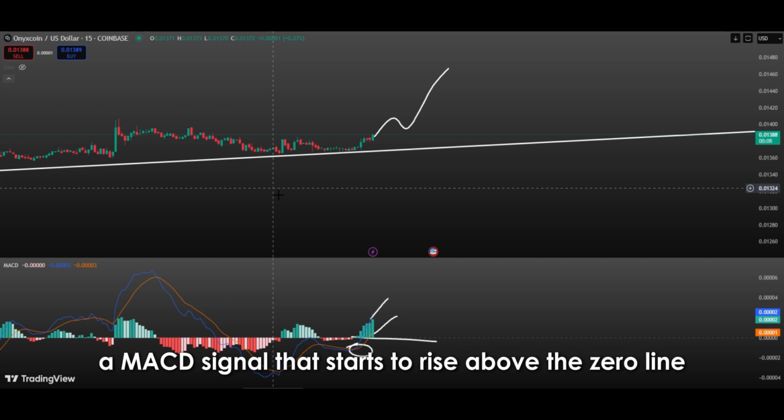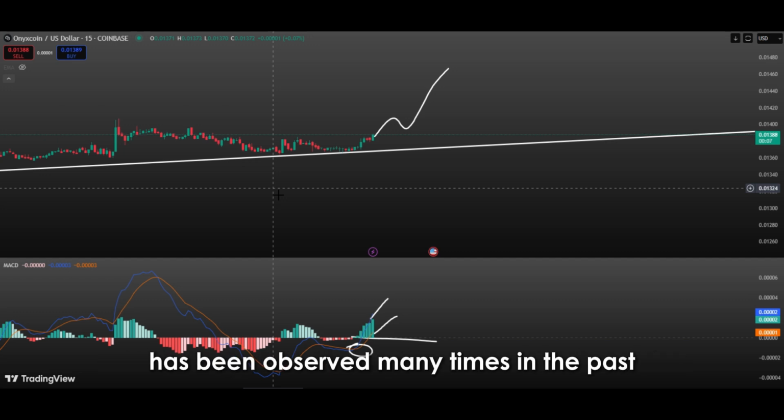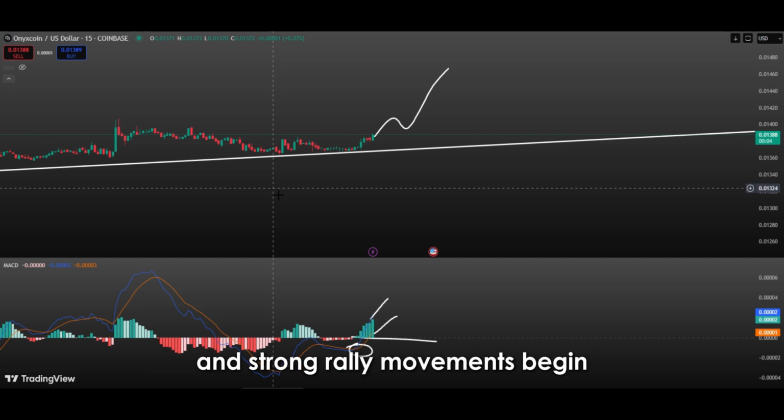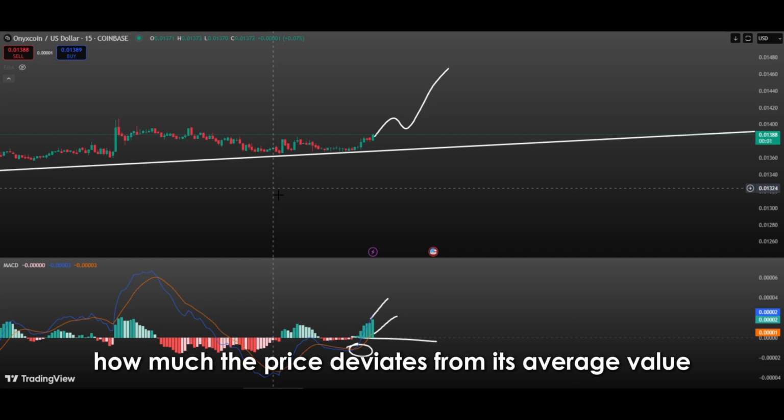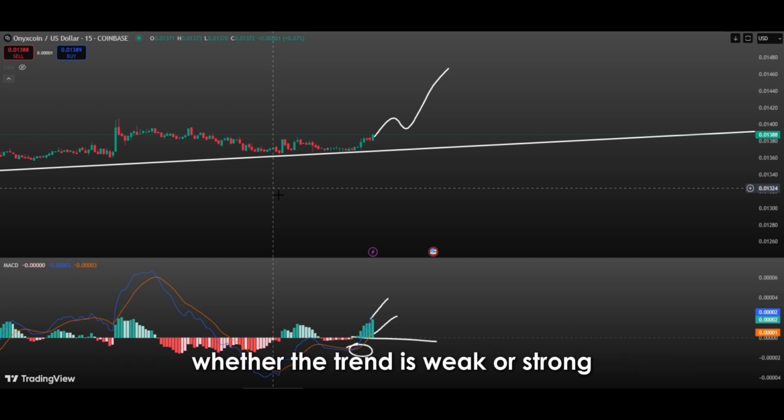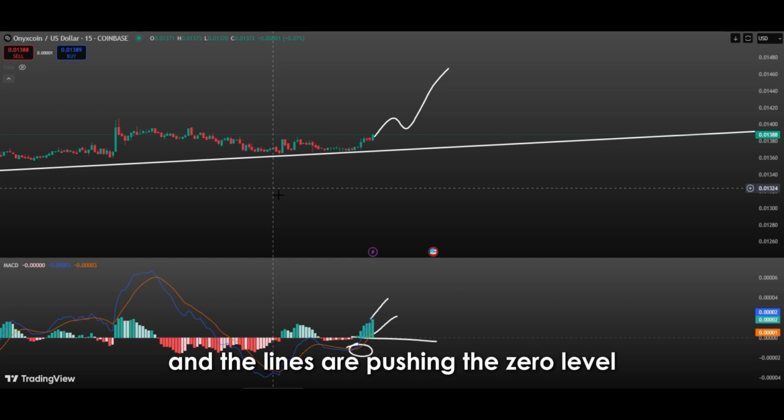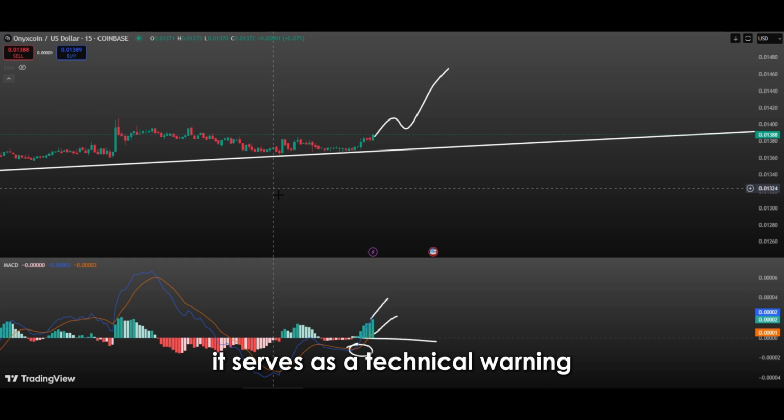A MACD signal that starts to rise above the zero line has been observed many times in the past at points where the price gains momentum and strong rally movements begin. This is because the MACD measures how much the price deviates from its average value. This measurement helps us to understand whether the trend is weak or strong. In the current case, when this divergence is to the upside and the lines are pushing the zero level, it serves as a technical warning that a bullish trend is strengthening.